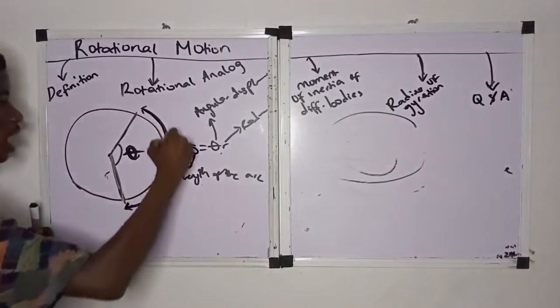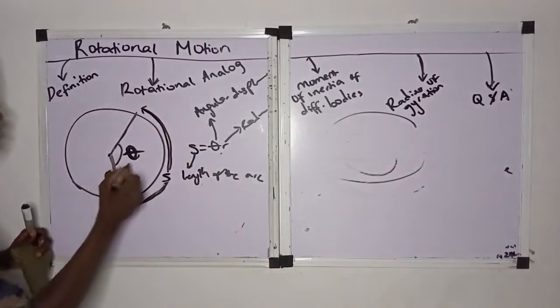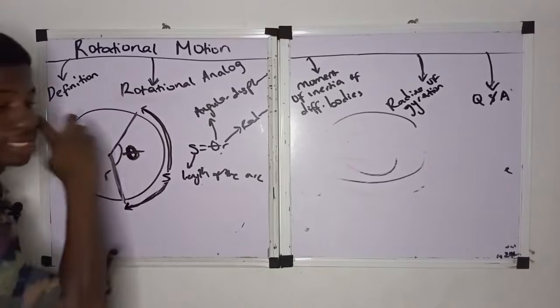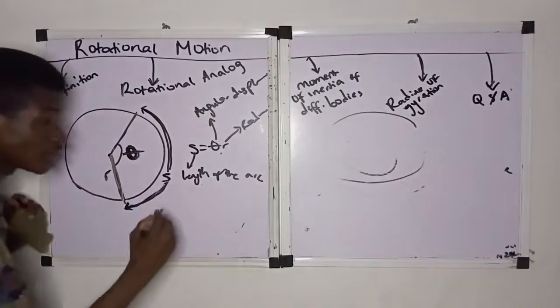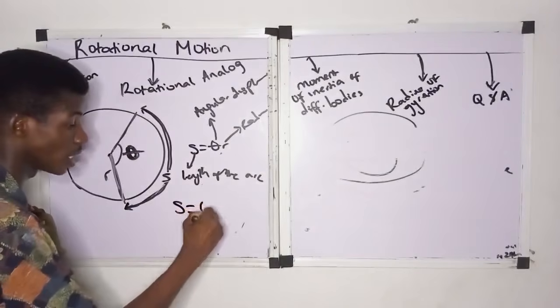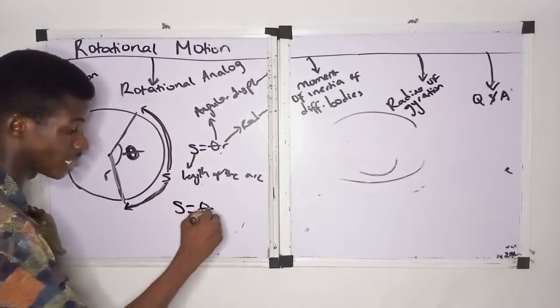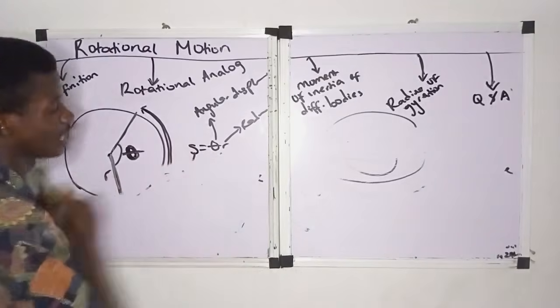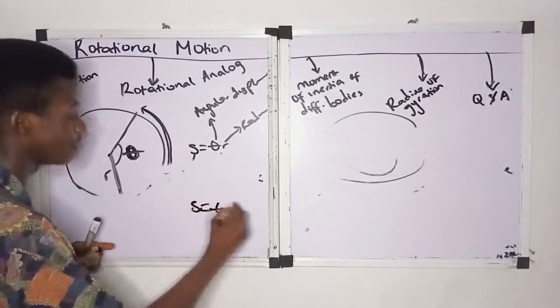R is the radius, and this one is the angular displacement. So that tells you S is equal to angular displacement times radius. So this formula is very important, okay. This formula is very important.